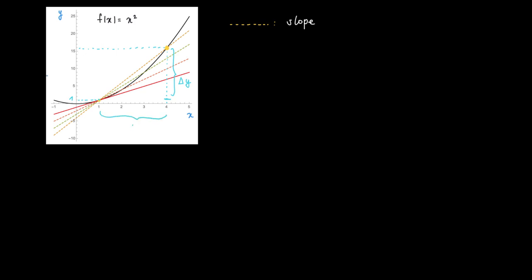The slope of the yellow dashed line is the change observed from going from point (1, 1) to point (4, 16). This line measures the change in y value relative to the change in x value, which is f(4) minus f(1) divided by 4 minus 1, which equals (16 minus 1) divided by 3, which equals 5. Well, this is a pretty rough estimate, so we can decrease the step size.